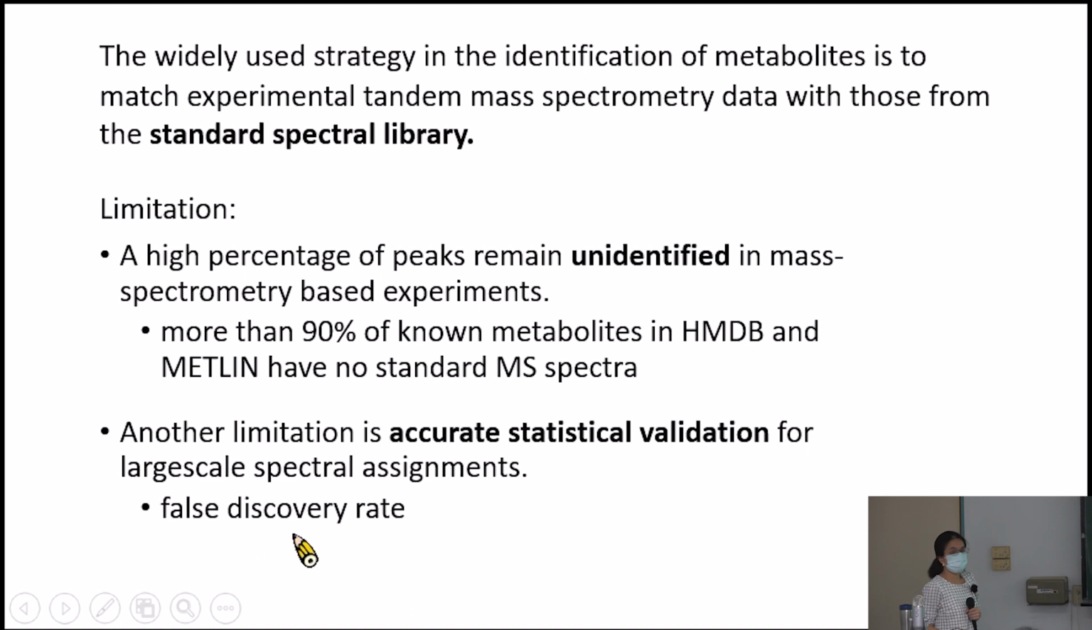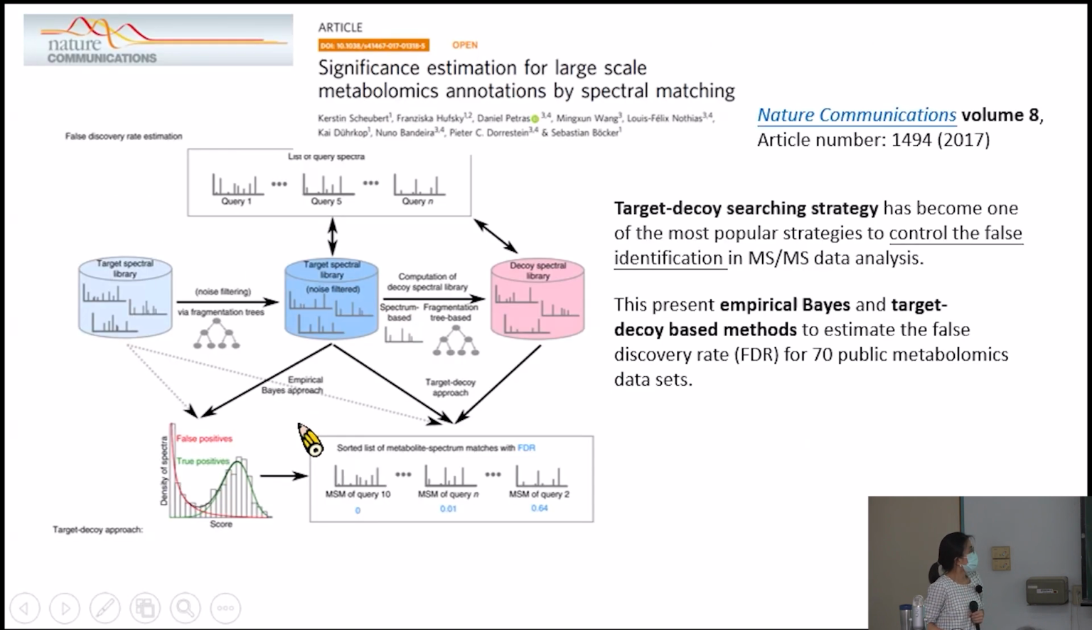So to solve this issue, that we do not have a good approach for false discovery rate estimation, a paper from Nature Communications in 2017 published one algorithm.